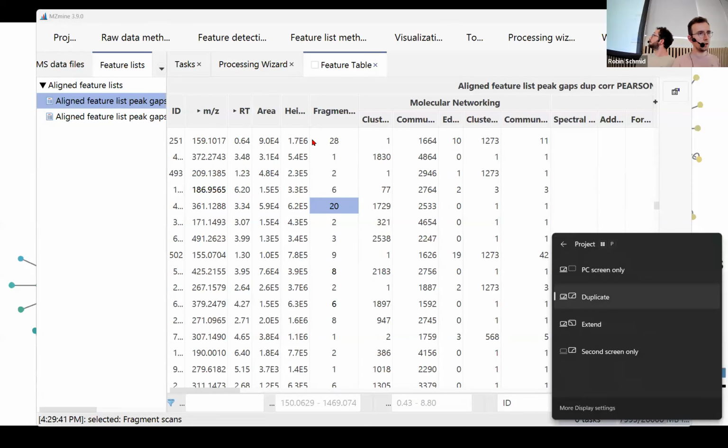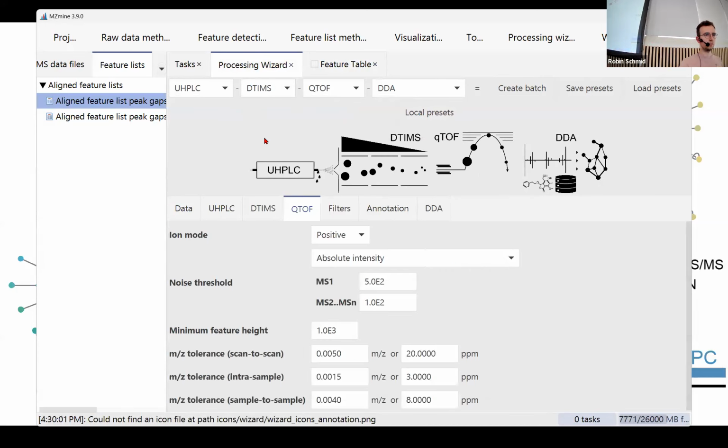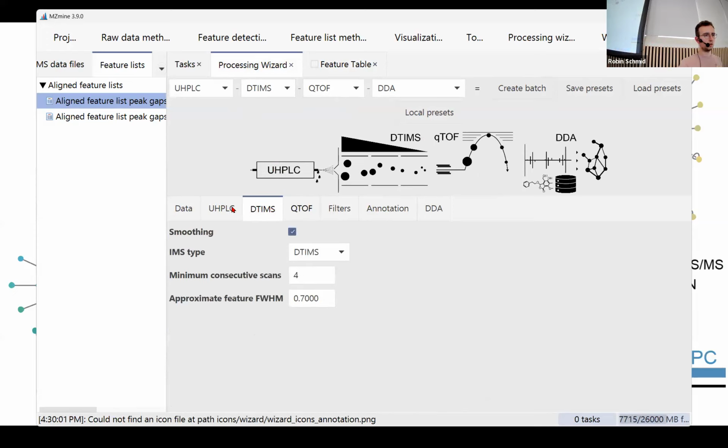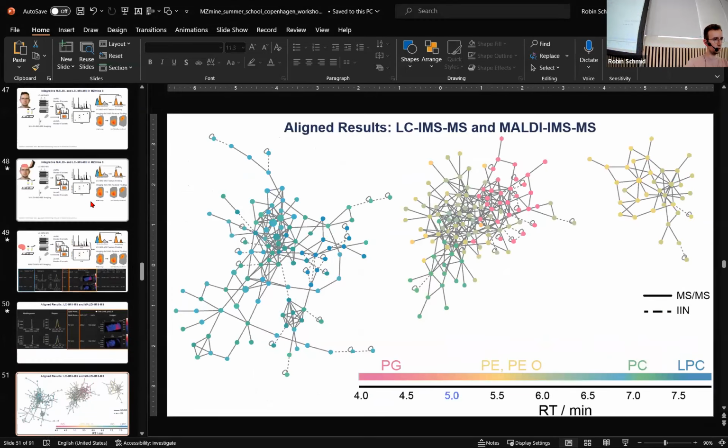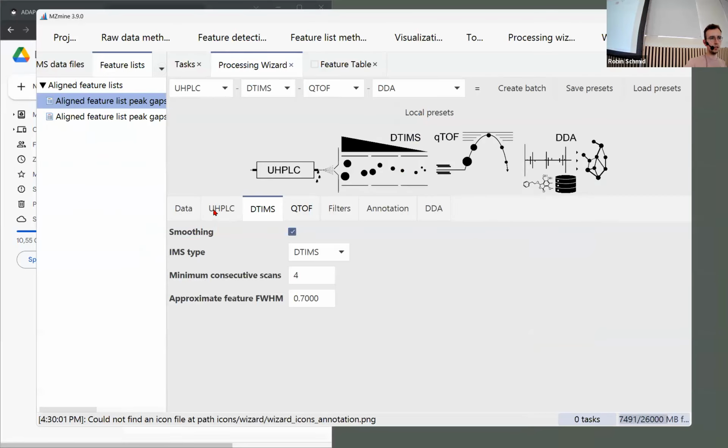Okay. So in the wizard, for example, you would have the option for DT-IMS, which would be the drift tube mobility that Agilent uses. You then get a second or a third or another tab here, where you can put some rough parameters for the resolving, because as I showed here, we not only need to resolve in retention time dimension, but we also need to resolve in mobility dimension afterwards. And the rest basically works the same.